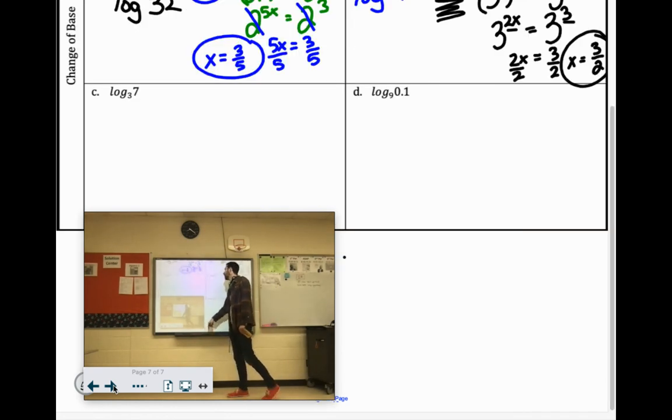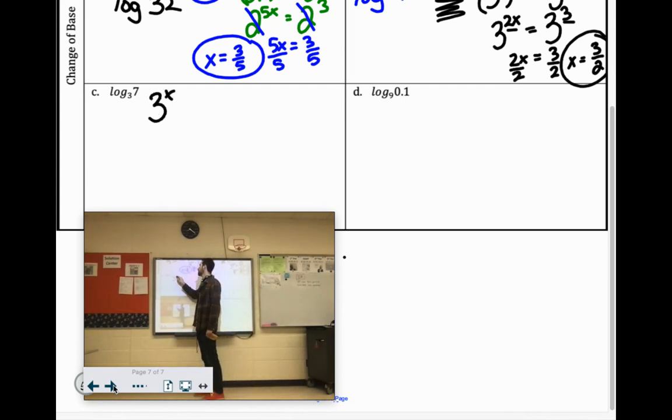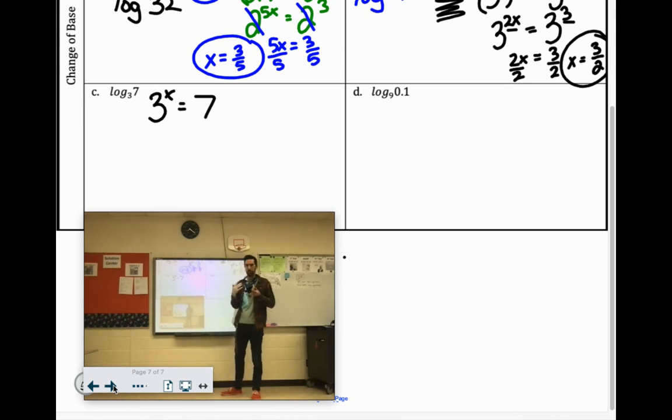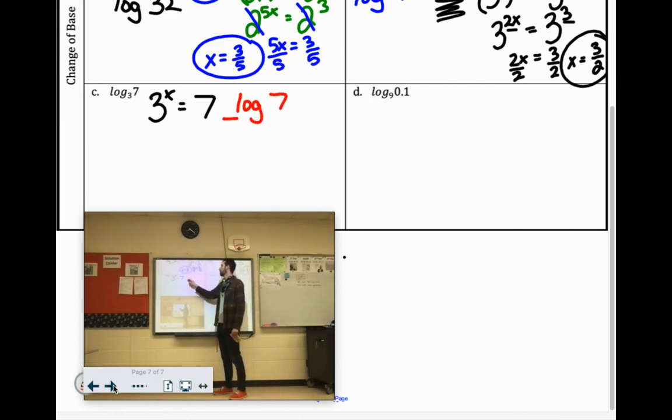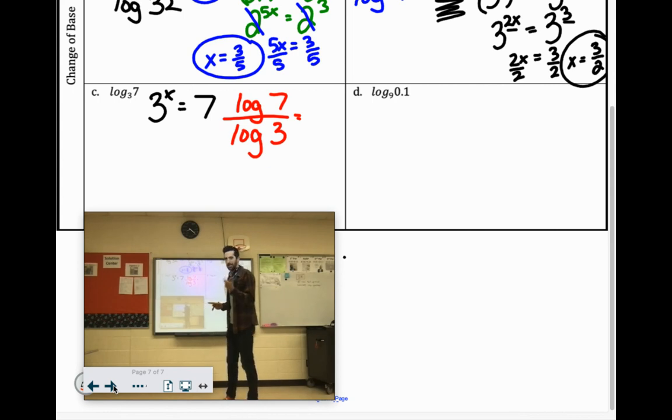So, on a problem like this, if we were to set up an equation 3 to the x equals 7, they don't have a common base that we can use like we did on the first two. So this would be one where we have to change the base. So the log 7 would go to the top, log 3 would go to the denominator, and this one's going to work out to a decimal. Anytime you can't get that common base, you're probably going to get a sloppy decimal.